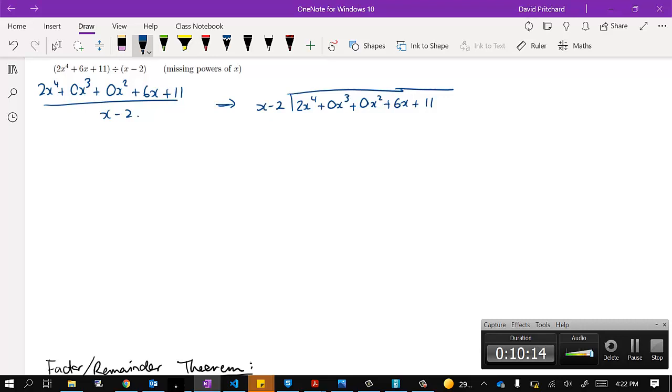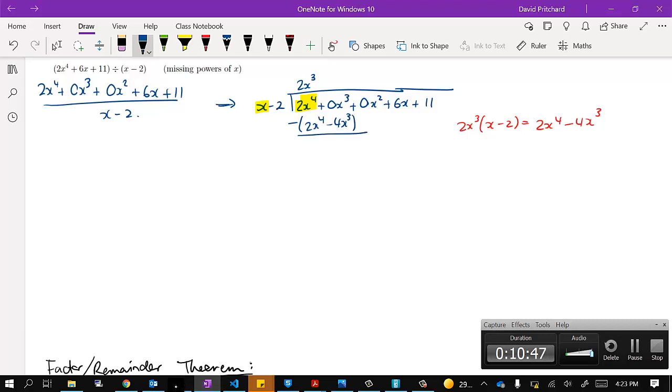Alright, so we'll start by looking at the leading digit. 2x to the power of 4 divided by x gives us 2x cubed. I'm going to subtract 2x cubed multiplied by x take 2, which is 2x to the power of 4 take 4x cubed. So that's what we'll subtract here: 2x to the power of 4 take away 4x cubed.